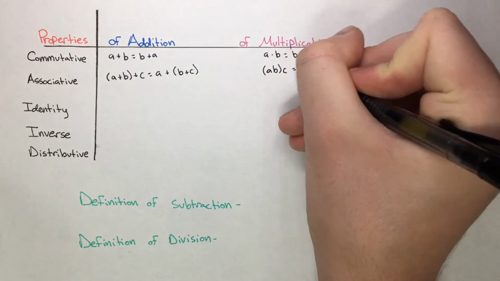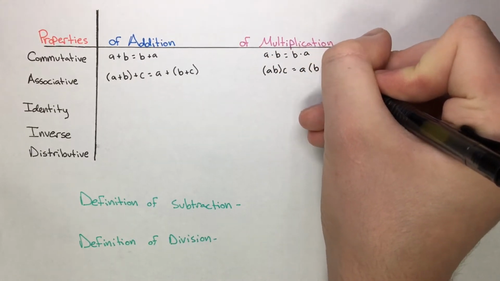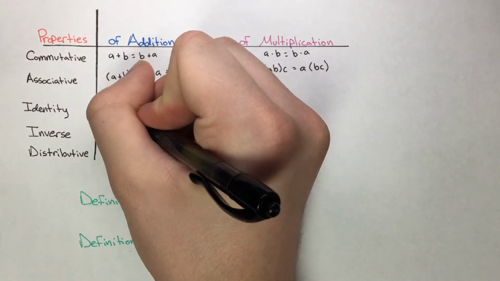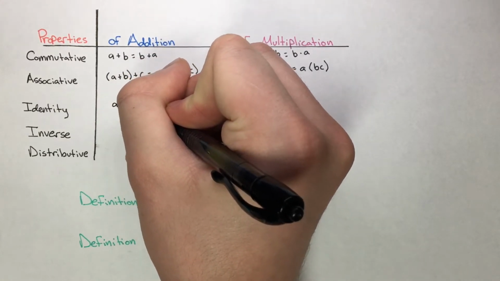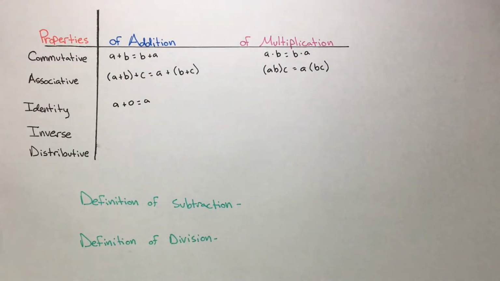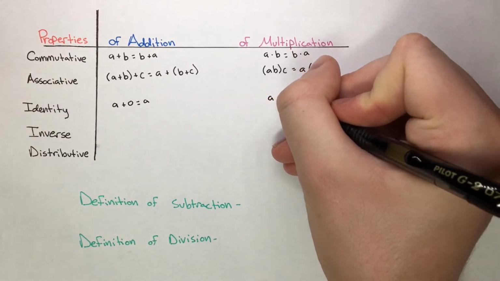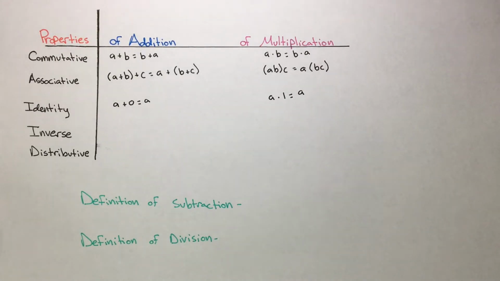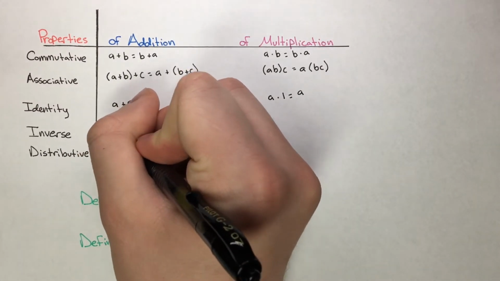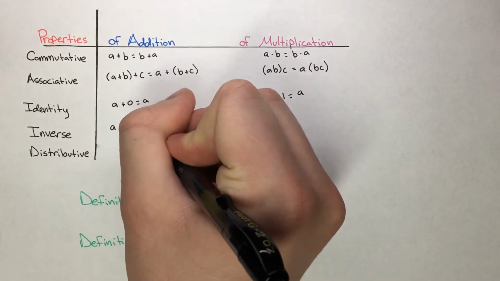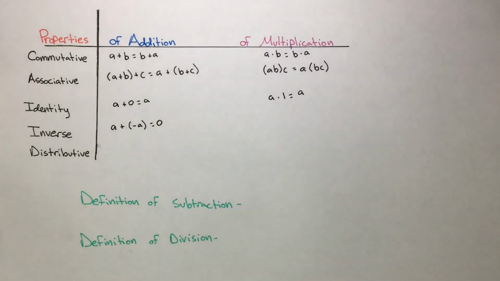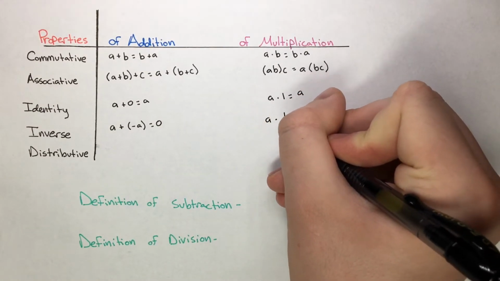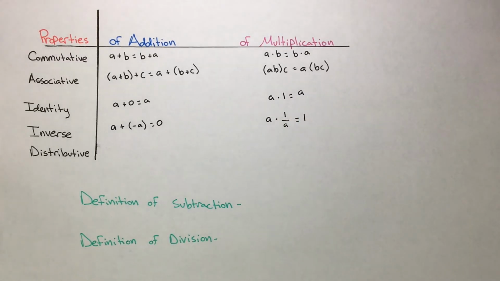Similarly, the associative property of multiplication states that (a times b) times c is equal to a times (bc). The identity property of addition states that a plus 0 is equal to a. And the identity property of multiplication states that a times 1 is equal to a. The inverse property of addition states that a plus negative a is equal to 0. And the inverse property of multiplication states that a times 1 over a is equal to 1.